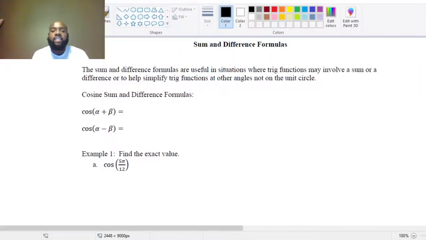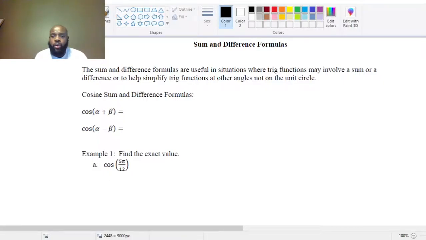Today we're going to discuss the sum and difference formulas. At this point, we know how to evaluate trig functions at angles that are multiples of pi over 2, pi over 3, pi over 4, and pi over 6. What we want to do is develop methods that will allow us to evaluate trig functions at other angles. The sum and difference formulas will allow us to do that.